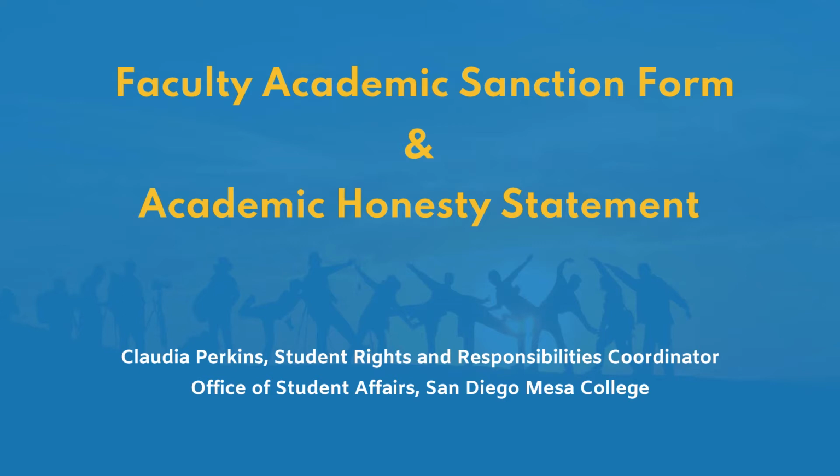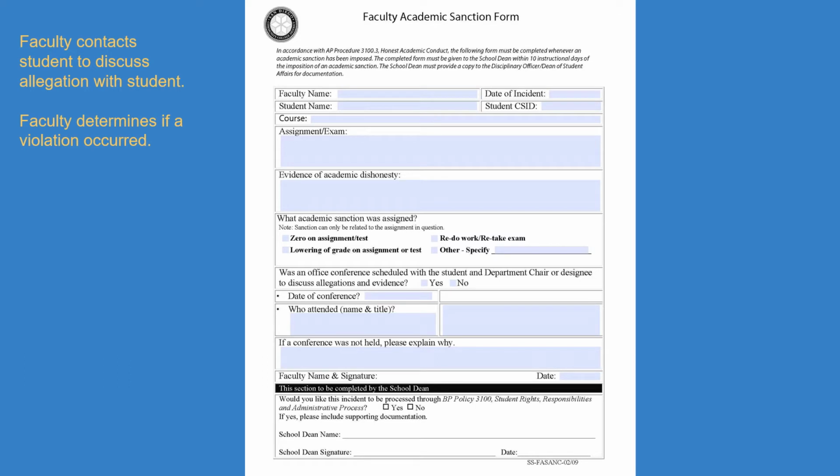Let's review what happens when you believe a student has committed academic dishonesty. The first thing you will want to do is to contact the student and discuss the allegations of academic misconduct by email or Zoom. If after your discussion with the student you believe an academic violation did not occur, the case is closed and you do not need to submit an academic sanction form. If, however, you believe academic dishonesty occurred, you would submit the faculty academic sanction form seen here.